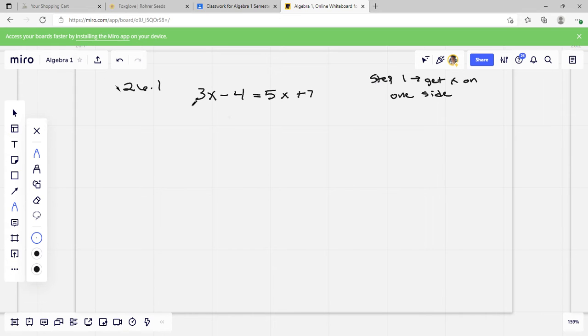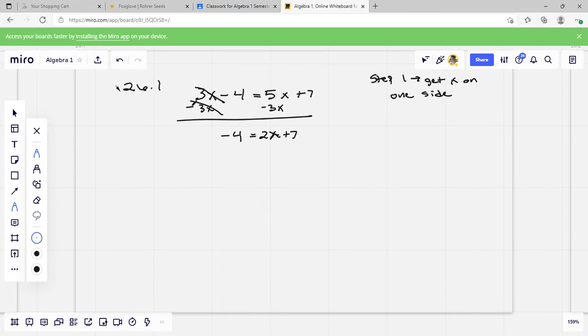Okay, so to do that, I'm going to subtract 3x from both sides. I have to put the 3x underneath the 5x, because you can only subtract x from x since they're like terms. 5 minus 3 would be 2x plus 7.